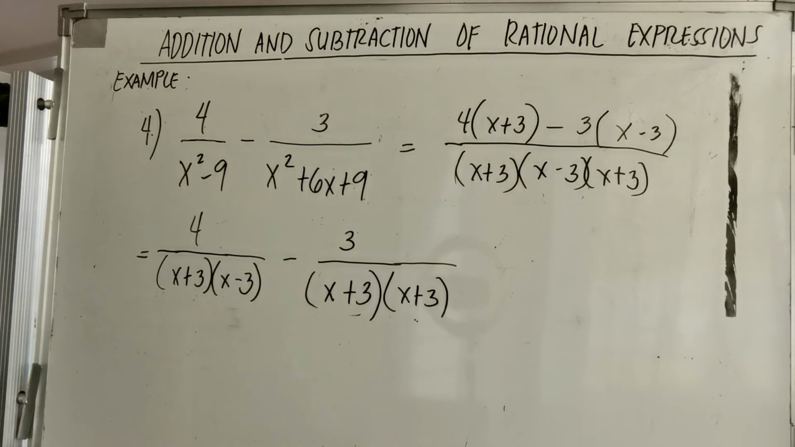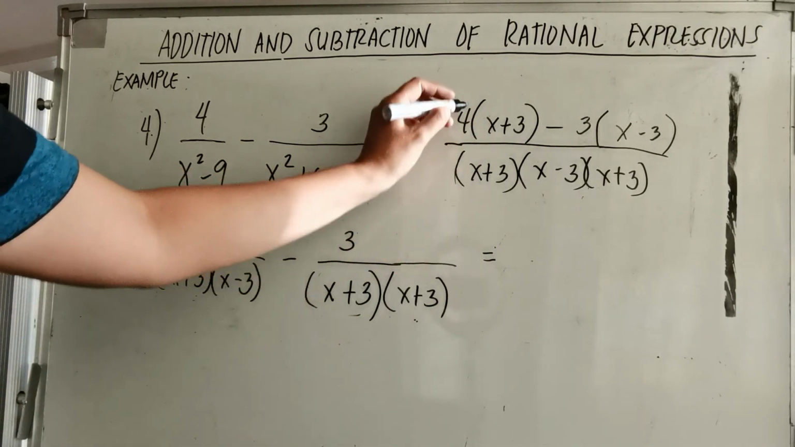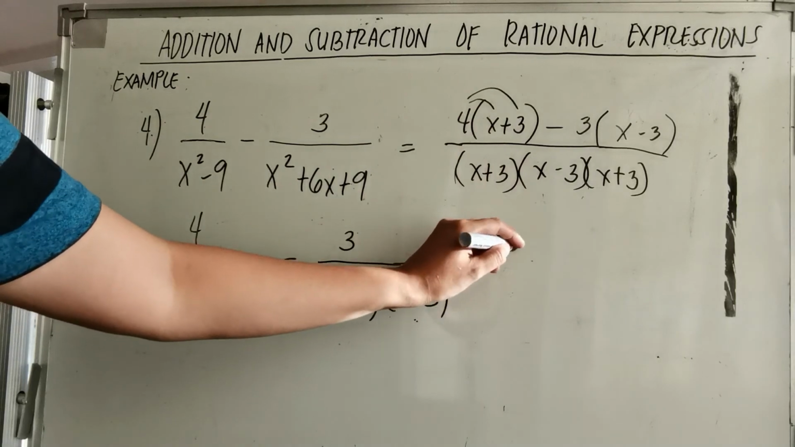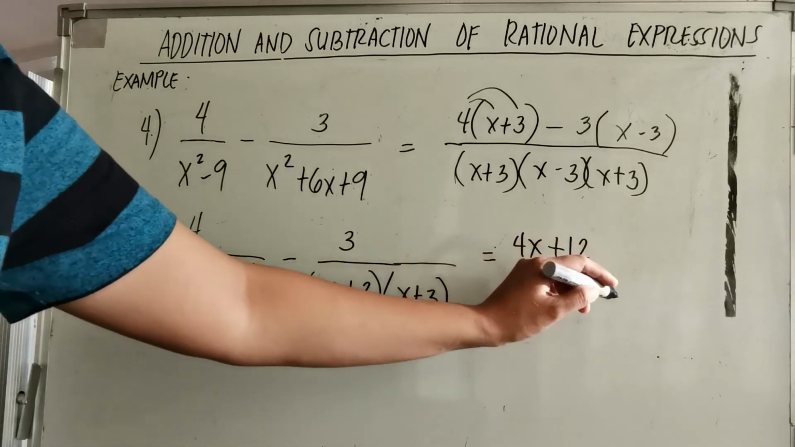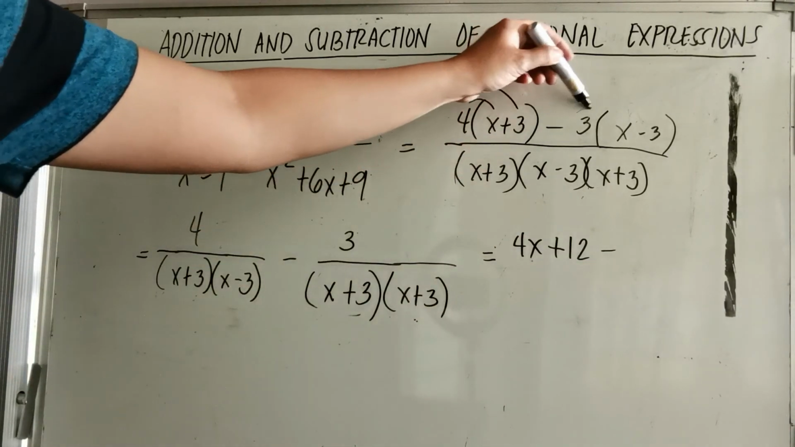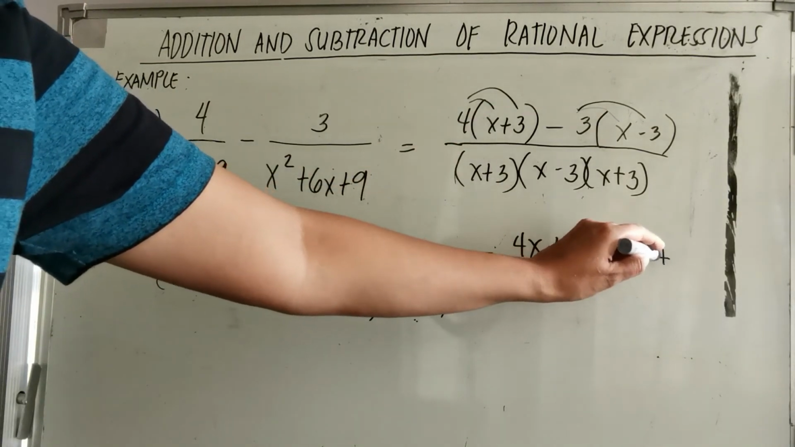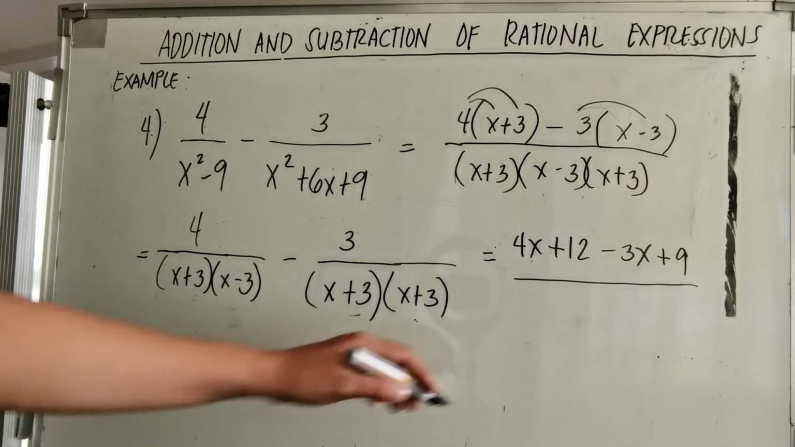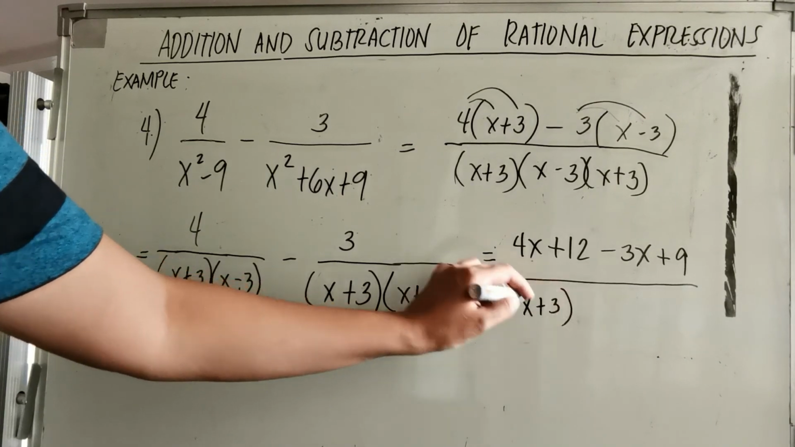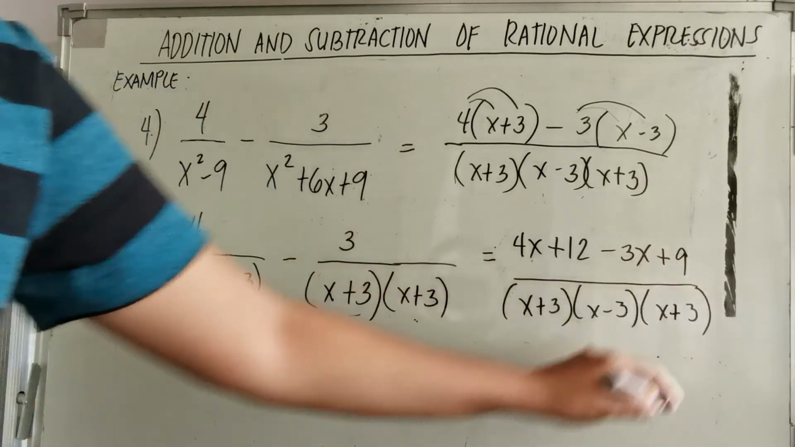Okay, next. Simplify muna natin yung ating numerator para hindi tayo malito. So, meron tayong 4 times x, 4x. 4 times 3, we have 12. Then, minus 3 times x is 3x. And positive 9. Okay, next. Copy the denominator. X plus 3, x minus 3, x plus 3.